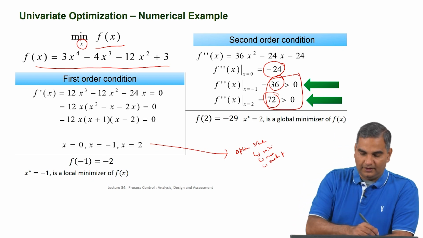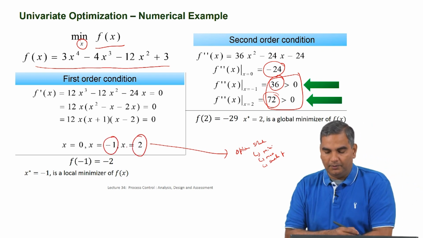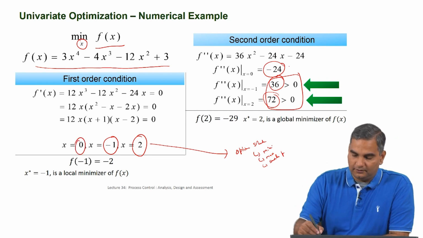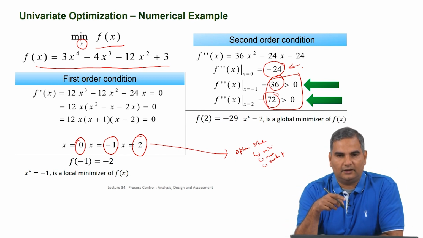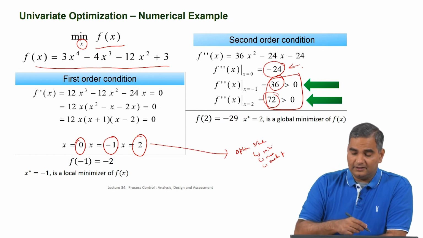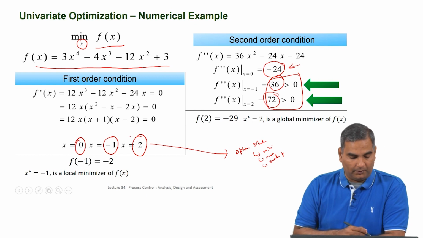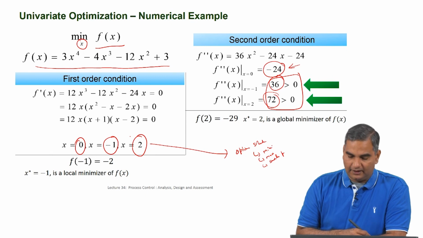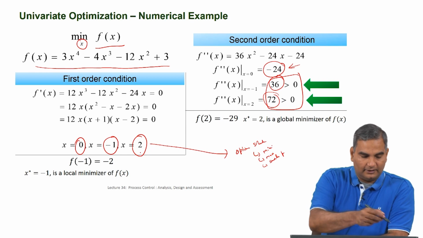So in other words, of these three, minus 1 and 2 are minimum points, and 0 is a maximum because this is negative, second derivative is negative. So second derivative is negative is maximum, and second derivative is positive is a minimum point. So even in this case, you already see that there are two minimum points. Now if you want to find which is a global minimum, then you have to basically substitute these values. You take these two minimum points and substitute into f.